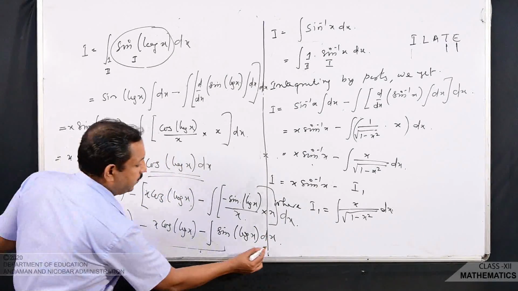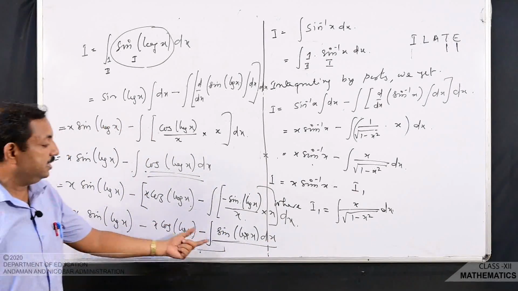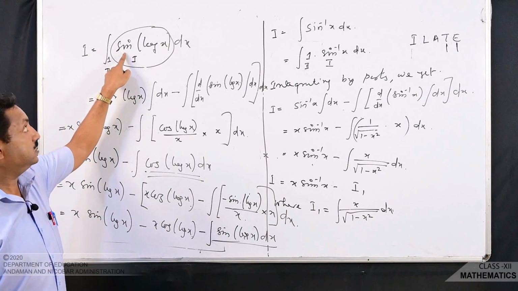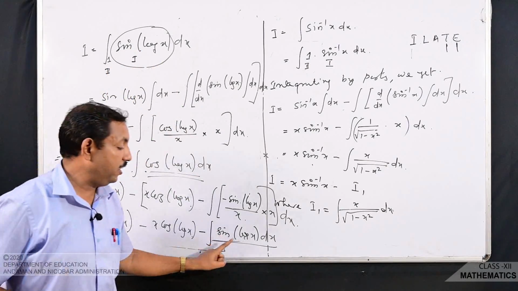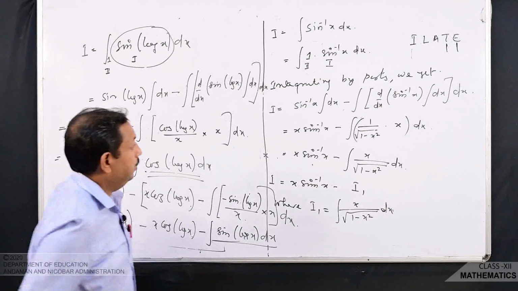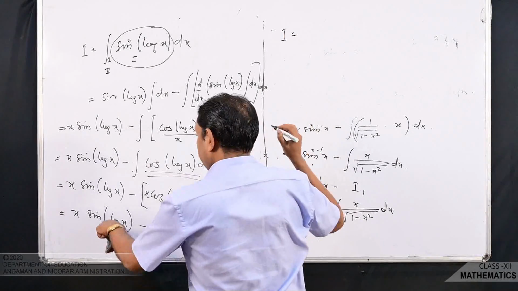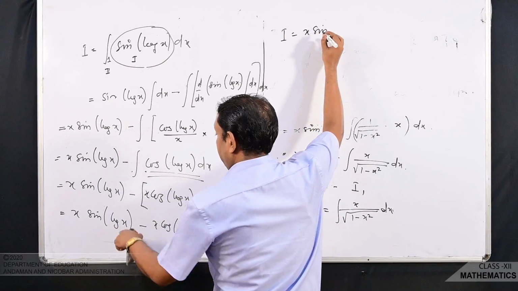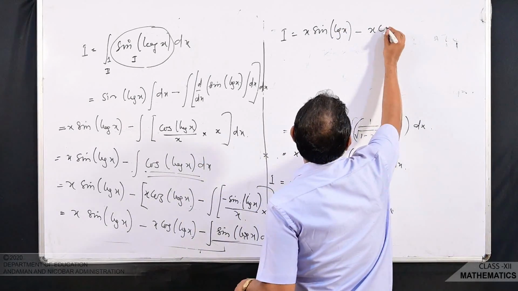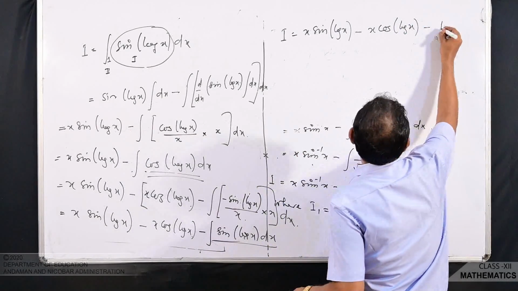See dear student, look at this part very carefully. This part is nothing but similar to your I, the integration of sine log of x. That means this part you can replace by I. So by replacing, you have I equals x sine log of x minus x cos log of x, and that is minus I.